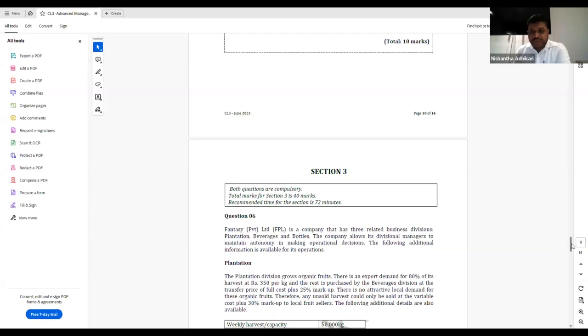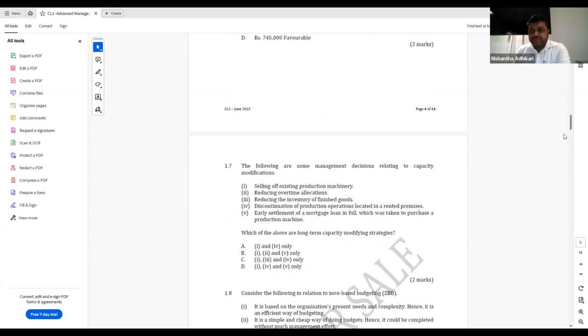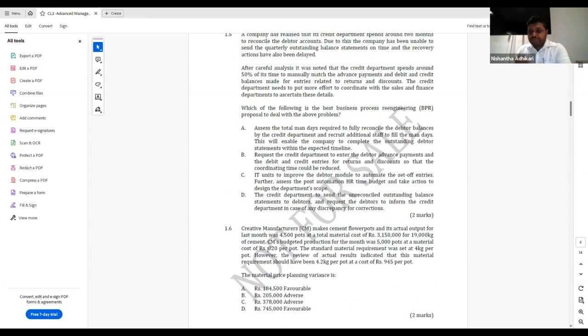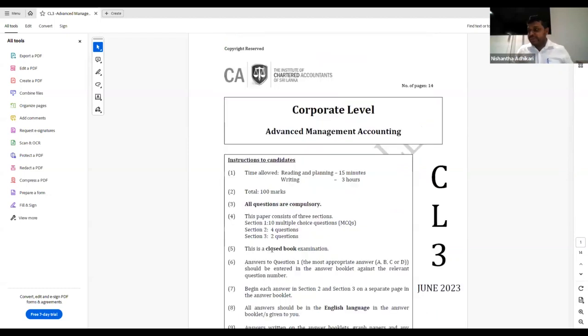We will go straight to the paper and see how we are going to tackle this paper, Advanced Management Accounting. I'm sharing the paper with you. I think you already received the paper. While reading the paper, the very important instructions: you have 15 minutes reading time and you have 3 hours to answer the paper.